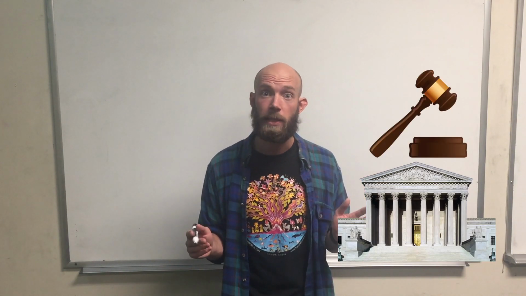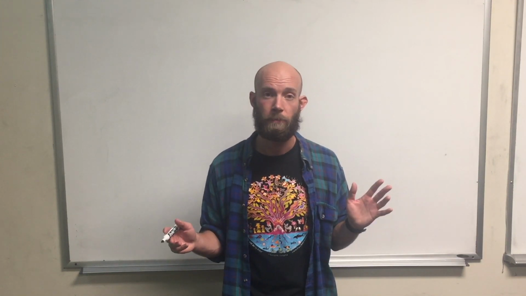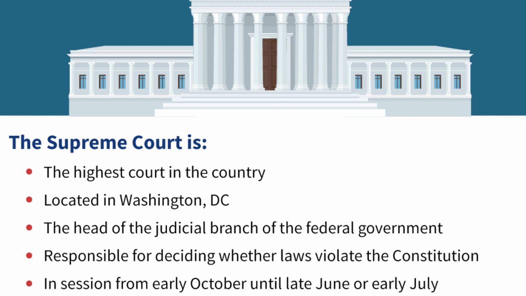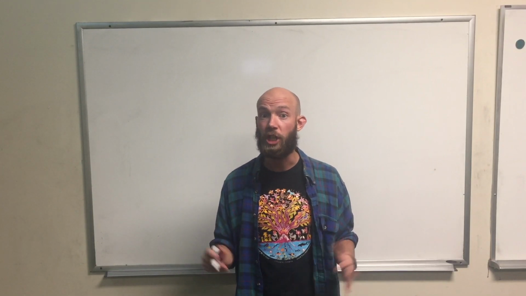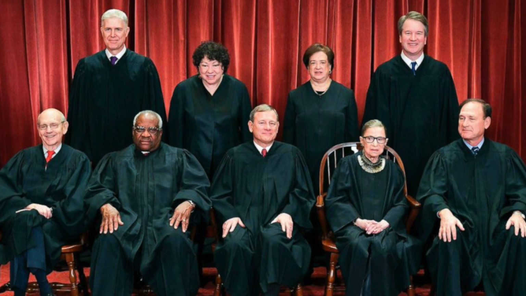Both? The judicial branch interprets the meaning of laws, applies laws to individual cases, and decides if laws violate the Constitution. It's comprised of the Supreme Court and other federal courts. So how does the Supreme Court work? The Supreme Court is the highest court in the country. It's located in Washington, D.C. It is the head of the judicial branch of the federal government and responsible for deciding whether laws violate the Constitution. There are 9 justices on the Supreme Court, a Chief Justice who sits in the middle and is the head of the judicial branch, and 8 associate justices.